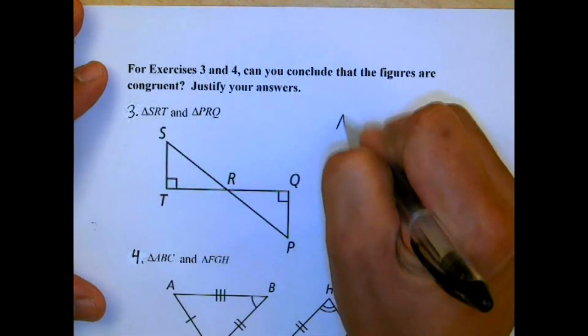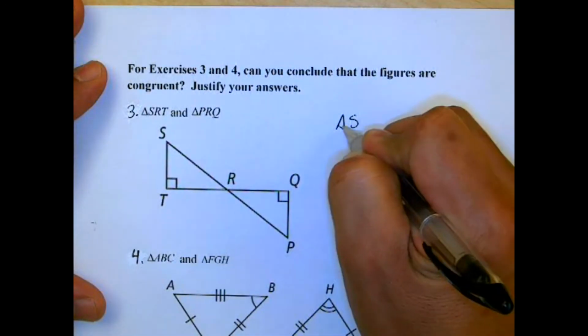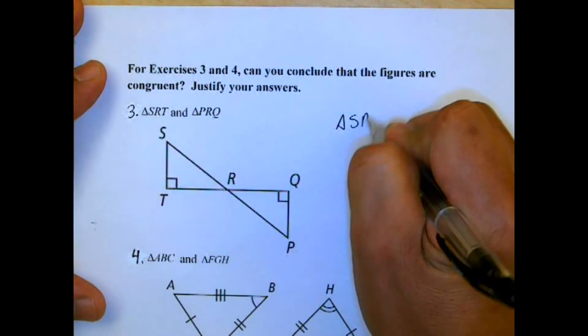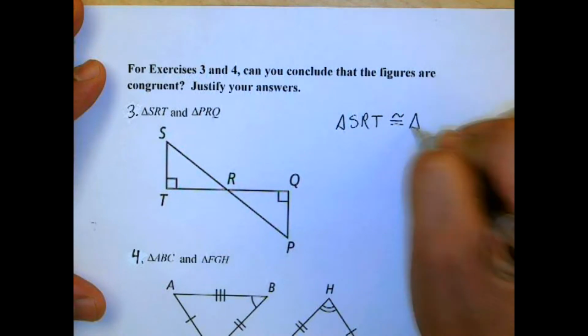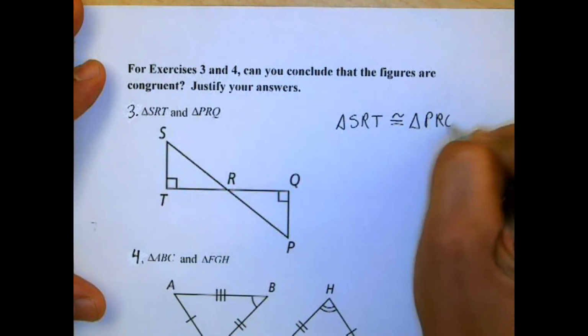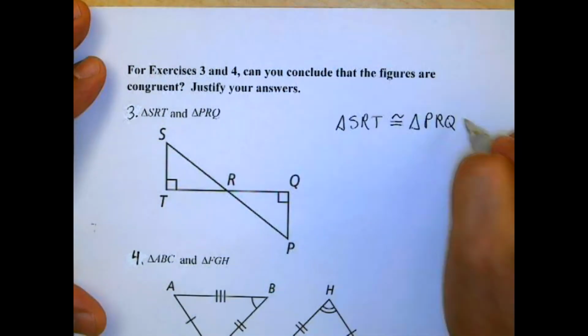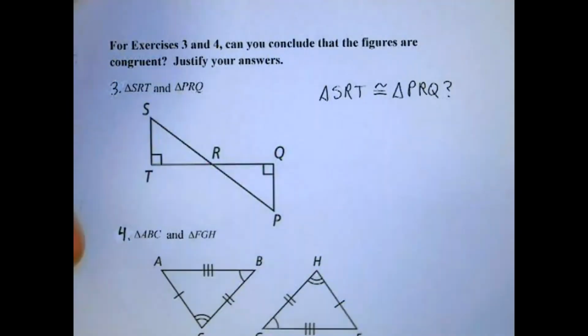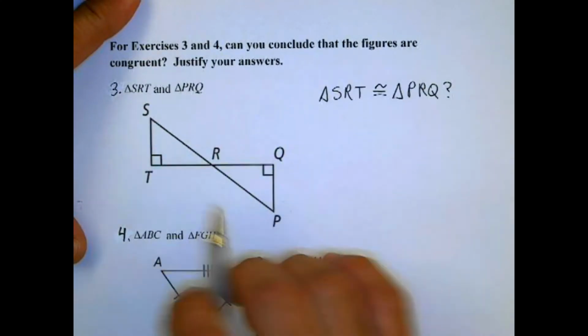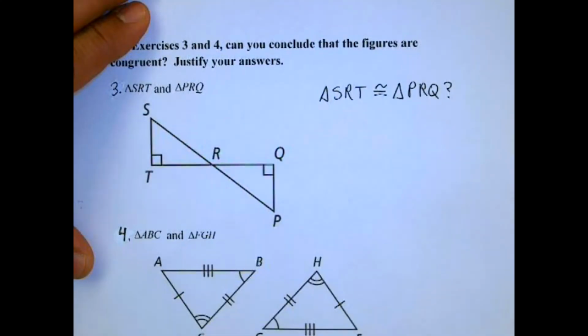And if they are congruent, you're going to say this: triangle SRT is congruent to triangle PRQ. And we haven't figured this out yet. We're questioning it just to see if they are congruent to each other. So we have to look at the figure, okay? And we have to compare and see if all the sides are congruent to each other and all the angles are congruent to each other.